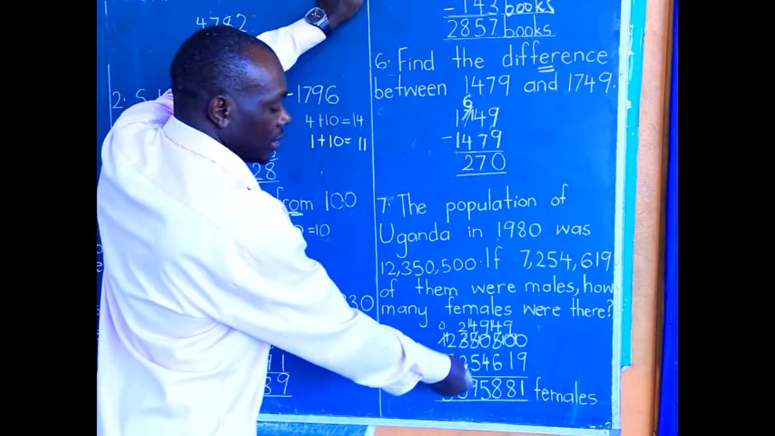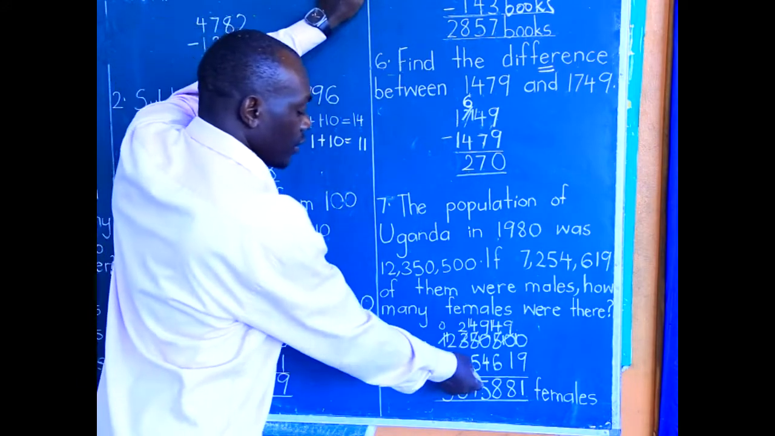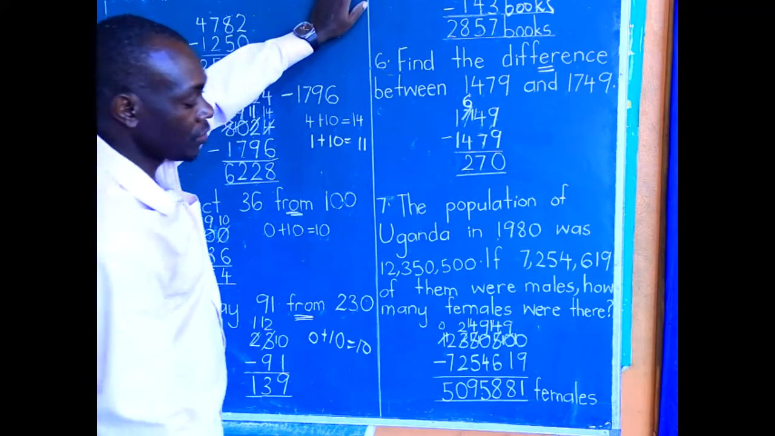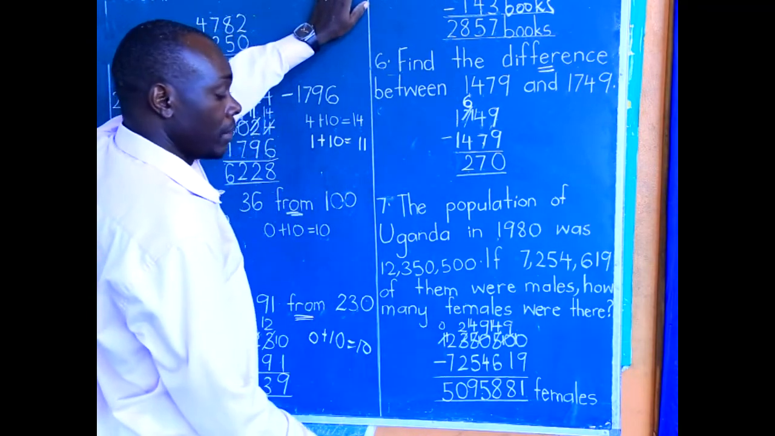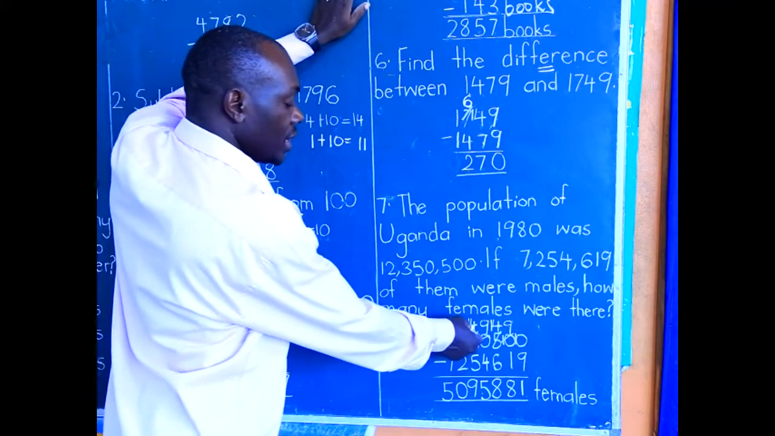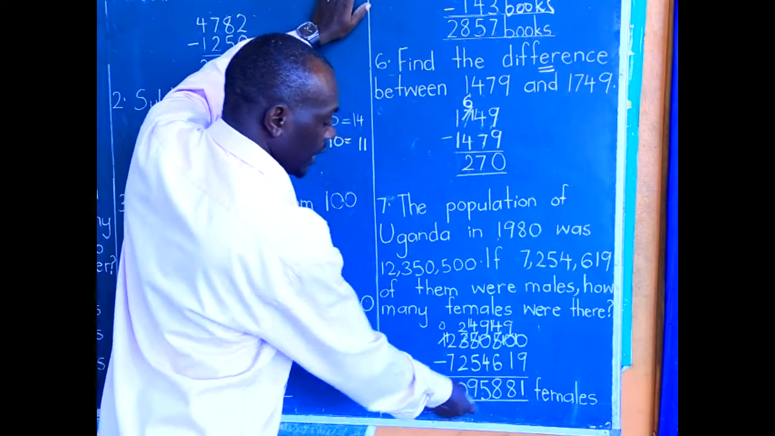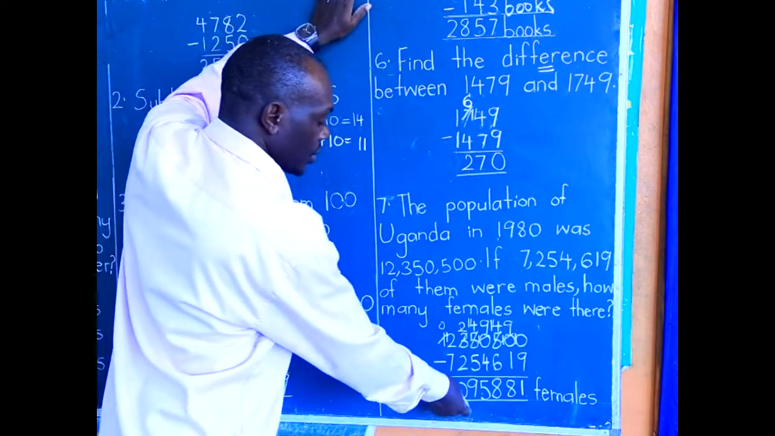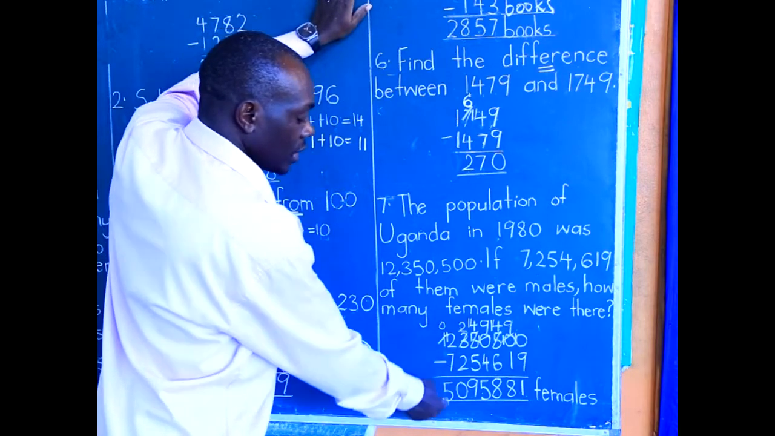And now remember, we remain with 4 here, which 4 minus 5 is only possible after borrowing. We borrow from 3 and remain with 2. And remember, what we have borrowed is equal to 10. 10 plus 4, you get 14. Now 14 minus 5, you get 9. And now 2 minus 2 is a 0. And now we've got our 12. 12 minus 9, you get 3.